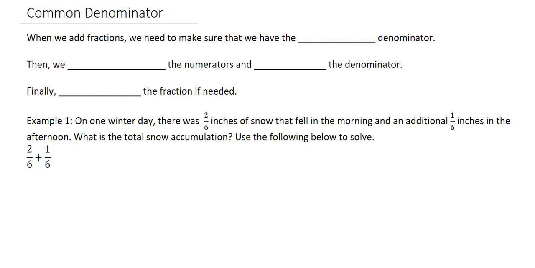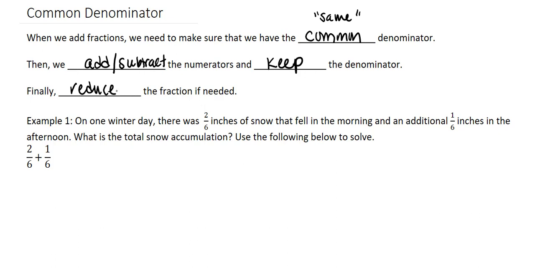Common denominator. When we add fractions, we need to make sure that they have a common, or we can say same, denominator. So once there is a same denominator between the two, right, the bottom number, then we can go ahead and add or subtract the numerators, and then we would keep the denominator. And then finally, we're going to reduce the fraction if needed.